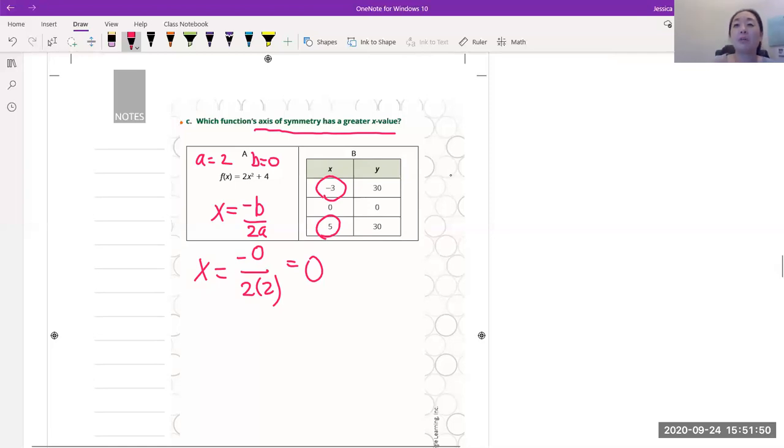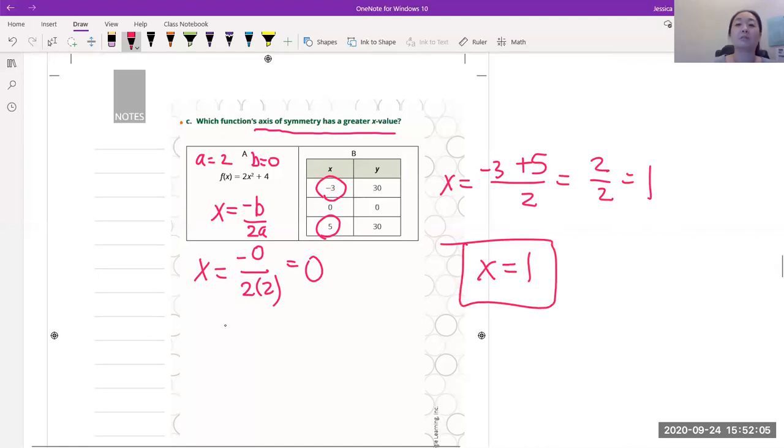So the AOS is literally going to be -3 plus 5, divided by 2. What was -3 plus 5? 2, divided by 2. Just go 1. Don't say that, don't circle that, that's not your answer. That's your answer. I didn't do it for this one. You didn't see that. All right, which one's bigger? I told you, B.